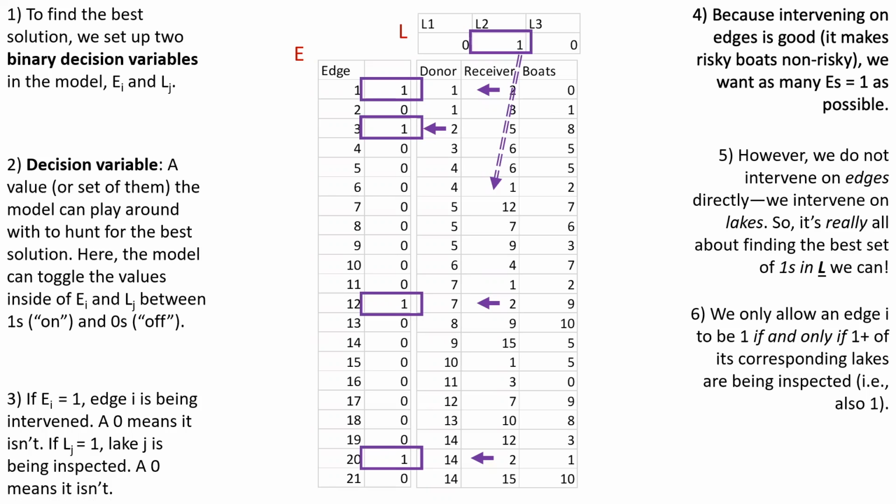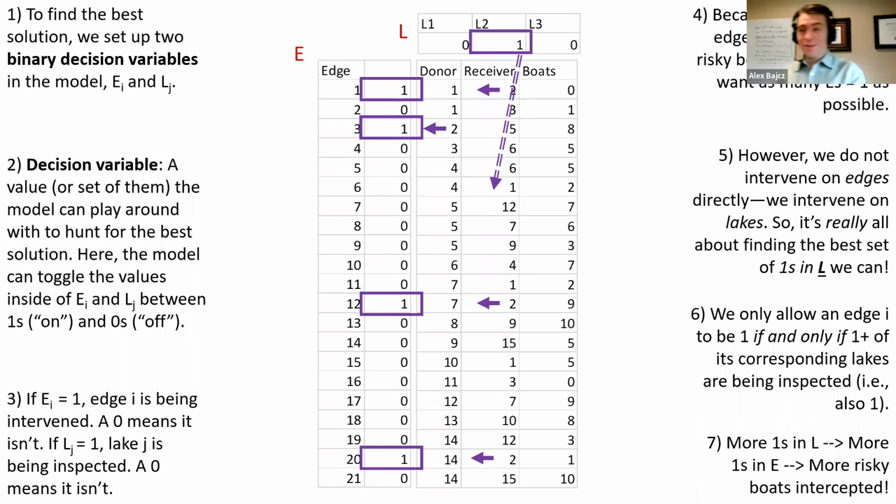So we just need to do this sort of set of decisions and playing around until we find the best possible solution that gives us the biggest sum of inspected boats that we can possibly manage. So the more L's we are allowed to turn on, the more E's we will be allowed to turn on. And the more E's we turn on, the more risky boats we are intercepting. So that's essentially how our model is thinking about its decision making and its experimentation in words.